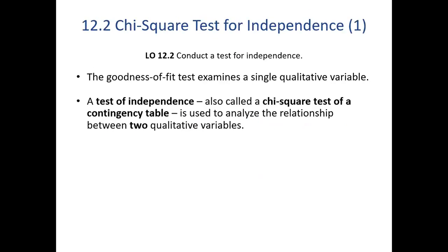The goodness of fit test examines a single qualitative variable. A test of independence, also called a chi-square test of a contingency table, is used to analyze the relationship between two qualitative variables. Okay.